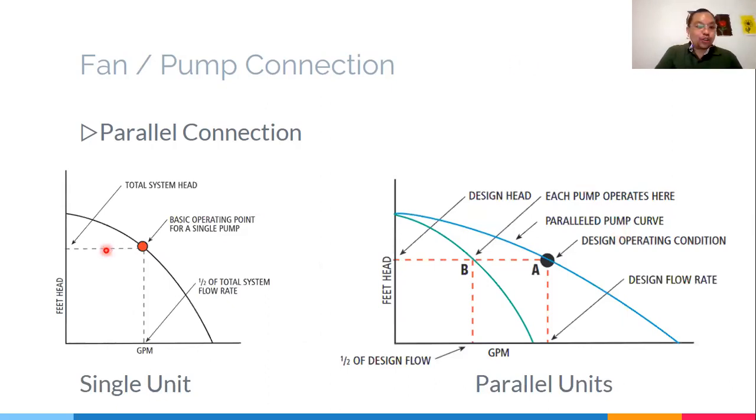Example ulit. Ito yung single pump natin or single unit natin. So single unit, ito yung flow, ito yung head. Assuming that this will be your performance curve of your unit, ito yung duty point niya. We're using a pump here for example, no? So assuming this is the duty point of your pump, anong mangyayari if you put pumps together in parallel? Okay. What happens is this is the curve for one pump and this will be the curve for two pumps.